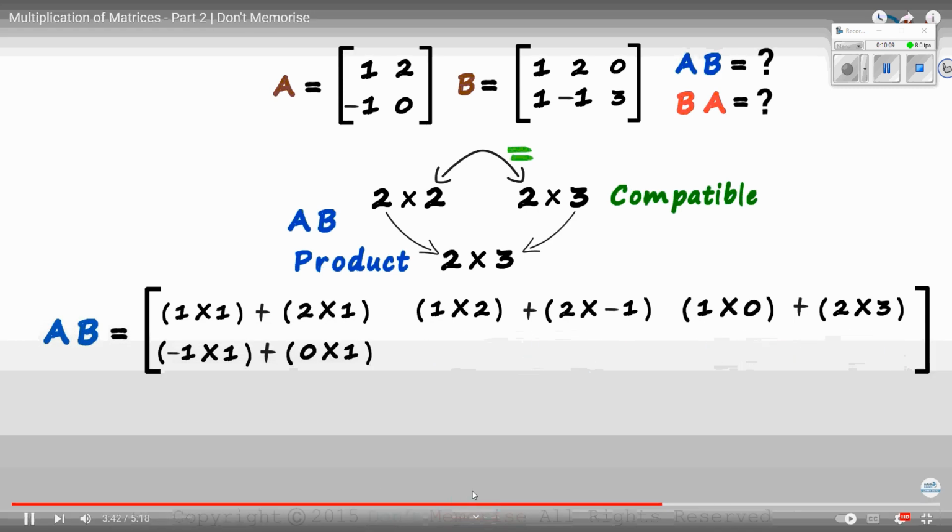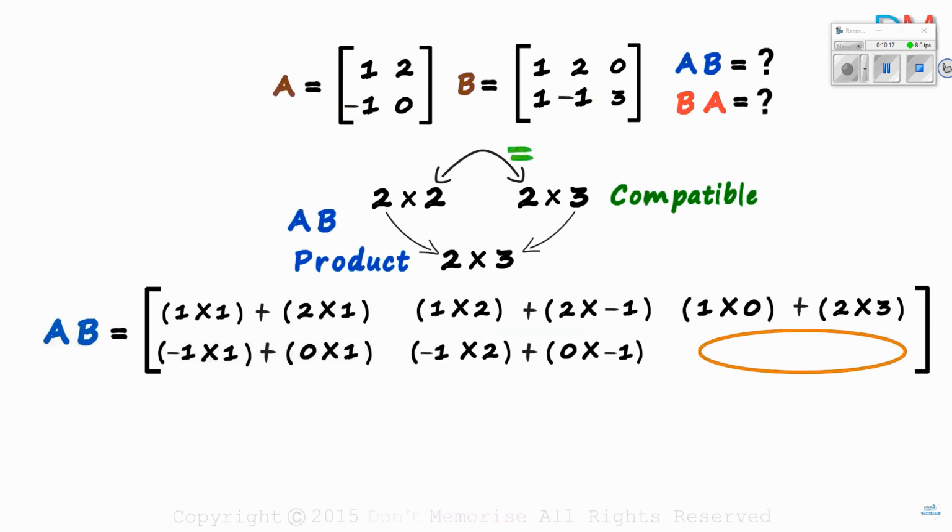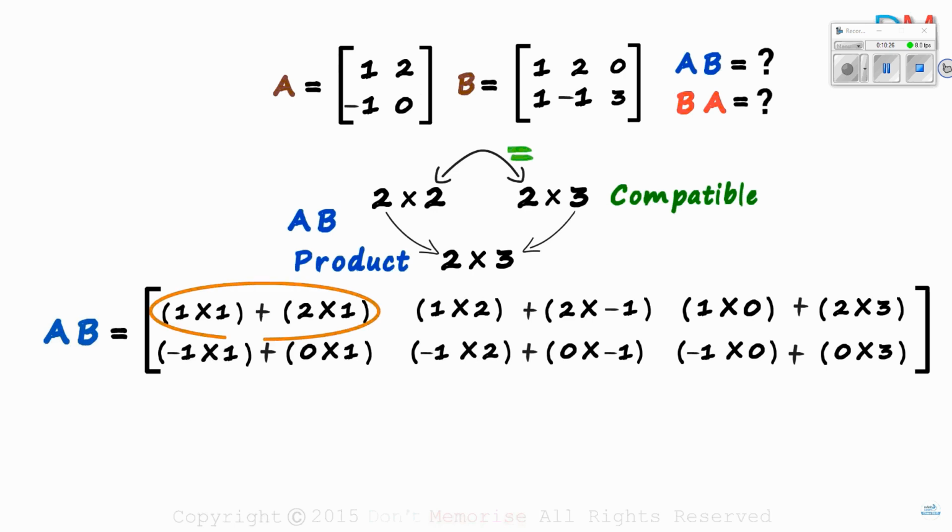Oh, she paused with us. For the 2 2th element, we multiply the second row with the second column to get this. And for the 2 3th element, we multiply the second row with the third column to get this. It's quite easy to remember. 1 1th, first row, first column. 1 2th, first row, second column. 1 3th, first row, third column, and so on.